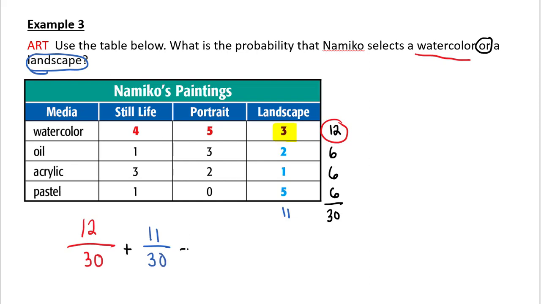Now you've counted this 3 basically in there twice, so you need to subtract it out. You need to subtract what's common out, because I've combined it in this probability and this probability. So again, don't reduce your fraction because it's easier to add those fractions. 12 plus 11 minus 3 is 20. When I reduce that, I get 2 out of 3.